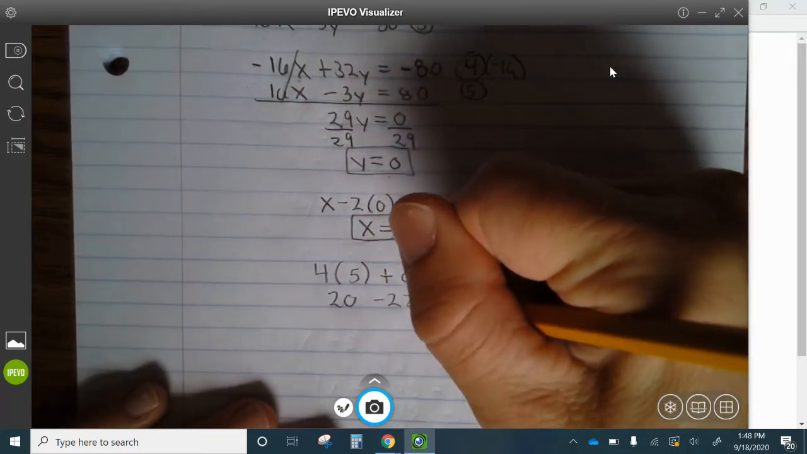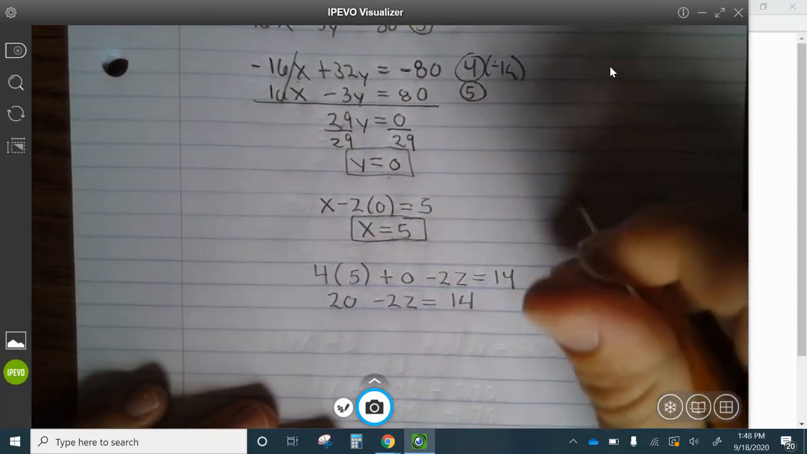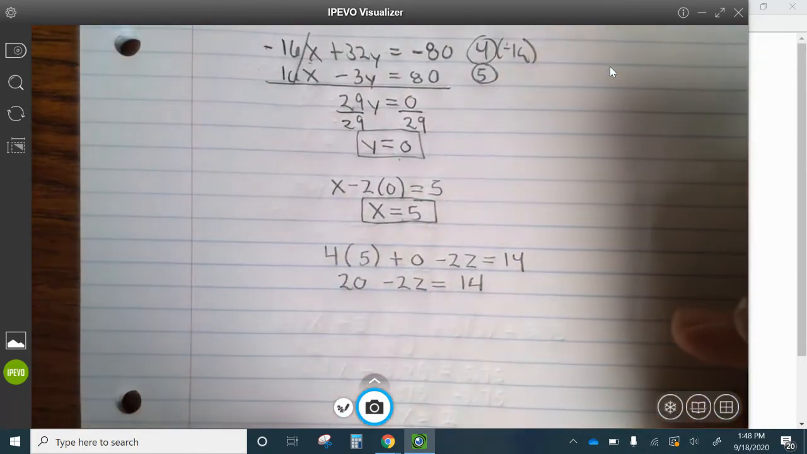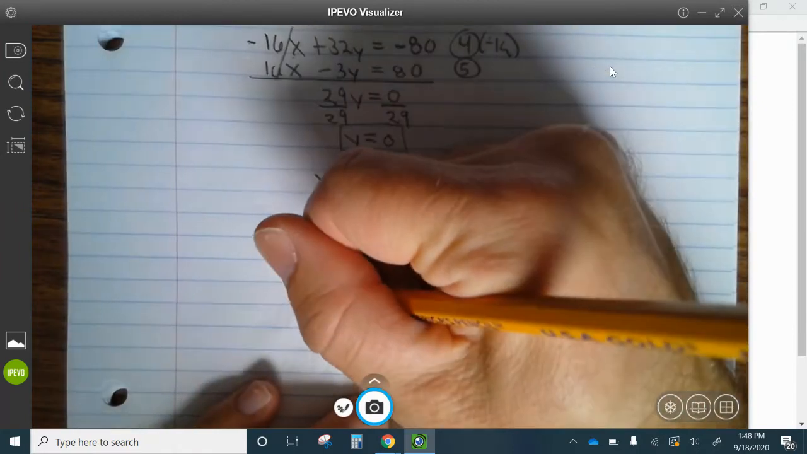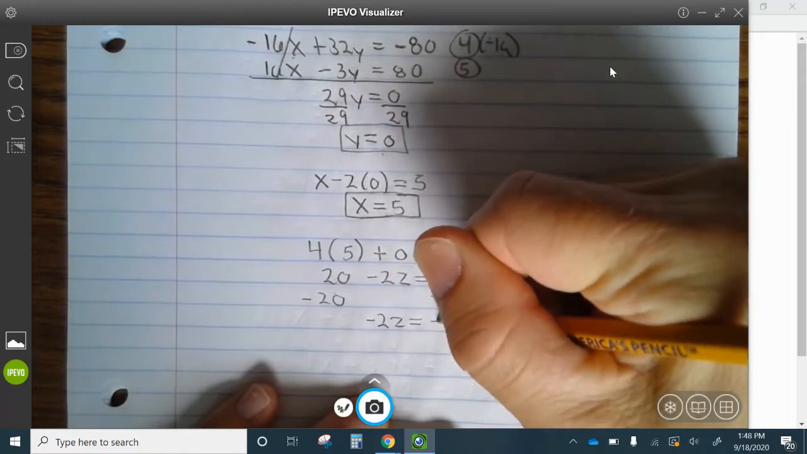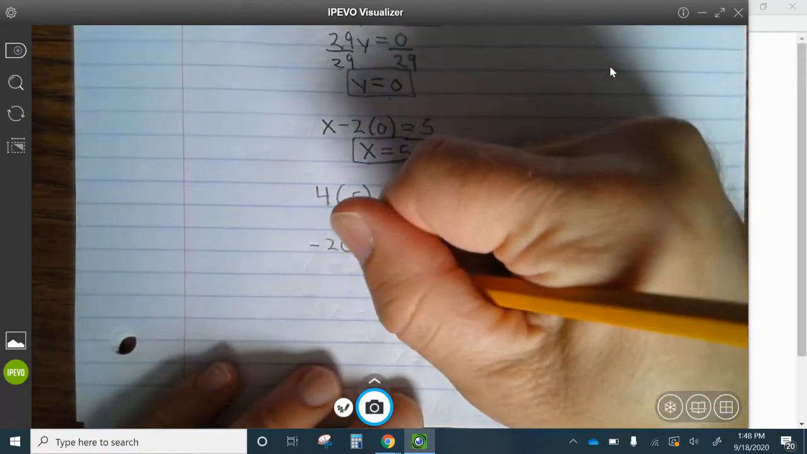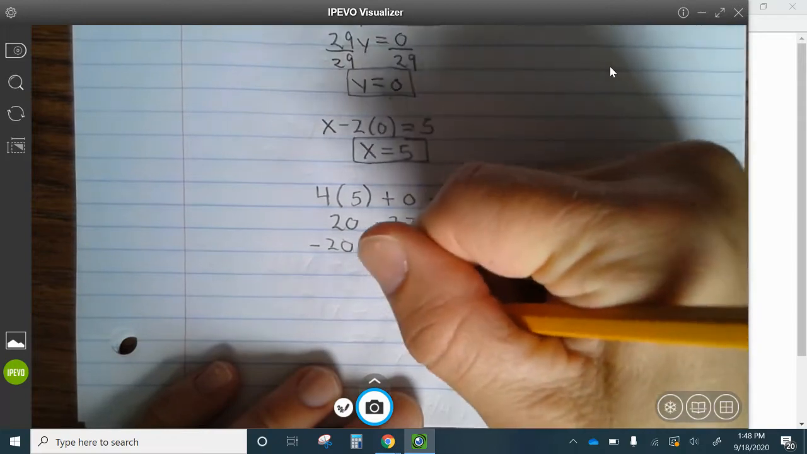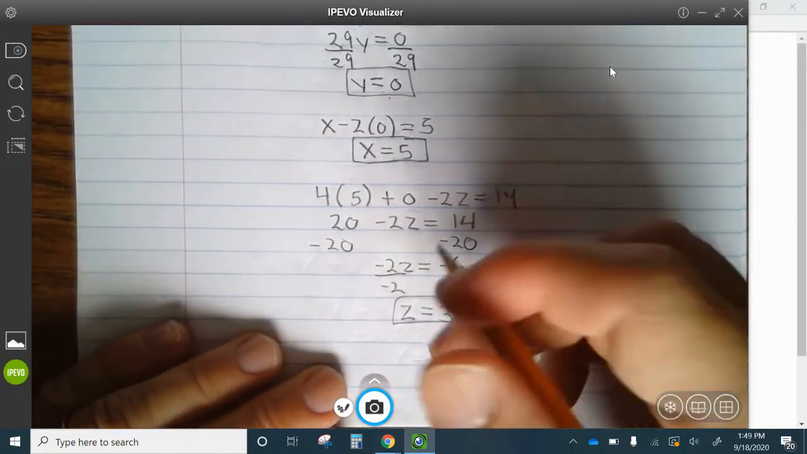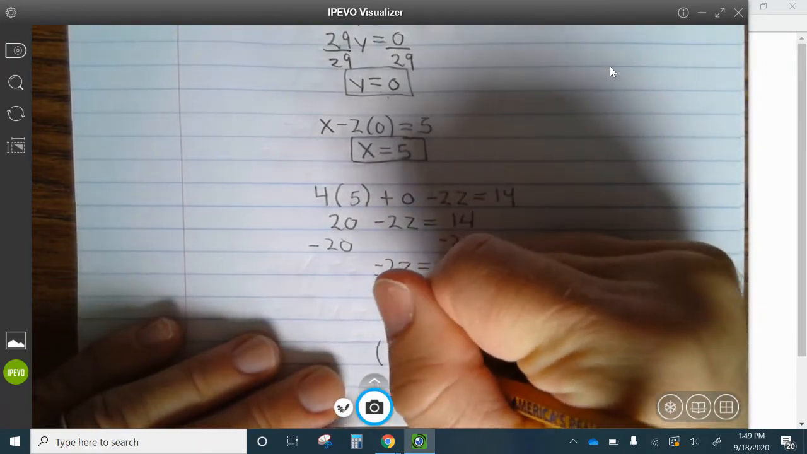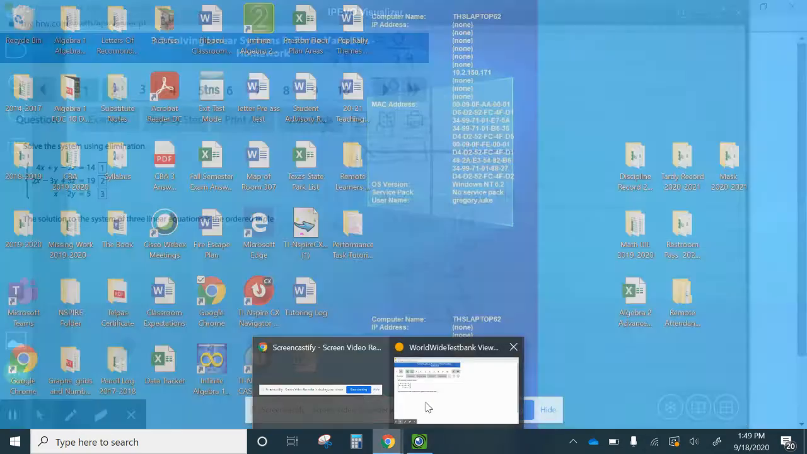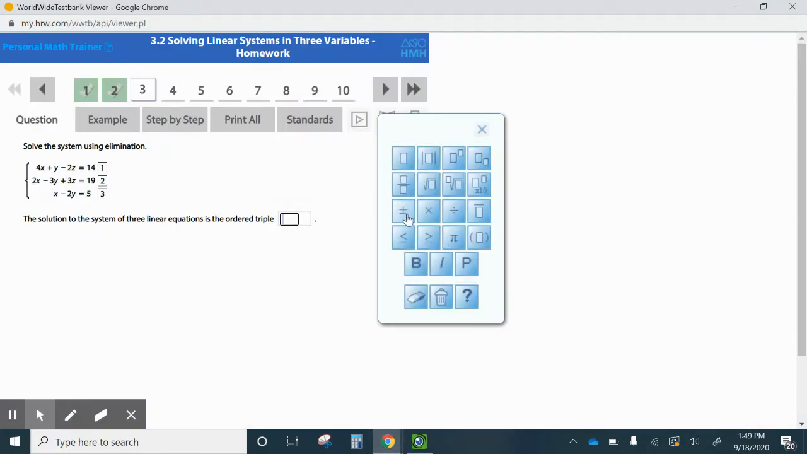So subtract 20 from both sides. We get negative 2z equals negative 6. Divide both sides by negative 2. Z equals 3. So your answer is (5, 0, 3). So let's plug that in. So parentheses 5, 0, 3. Correct.